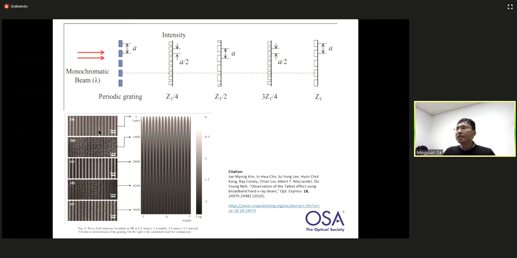The image below shows the real result of how the grating image looks. Figure A is the grating structure. At zero distance, we can see the image really shows the same periodicity as the grating. But at one fourth, we can see that an additional feature shows up. The periodicity becomes half. We increase the frequency of the image. And again, at half of the distance, Z_T over two, we see the same periodicity of the structure, but there's a shift of pi over two. So this phenomenon goes on and on.